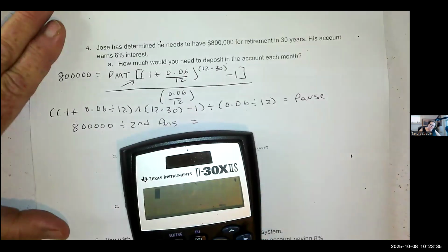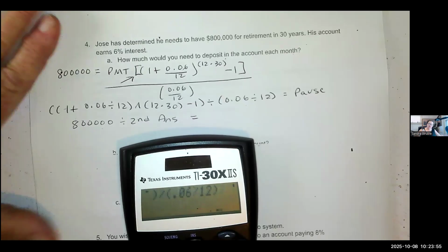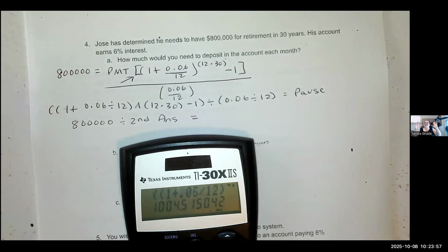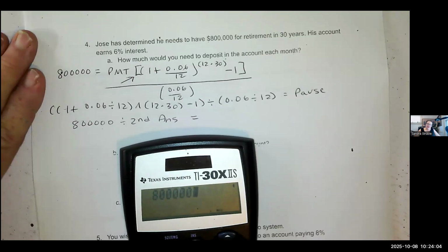All right, putting it together. Open, 1 plus 0.06 divided by 12, close, caret, open, 12 times 30, close, minus 1, close, divided by, open, 0.06 divided by 12, close, equal, pause. Hands off. That is not my answer. I still have to do the 800,000 divided by second answer equals.